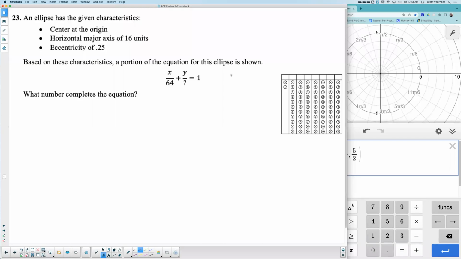Number 23. It says an ellipse has the given characteristics: a center at the origin, horizontal major axis of 16, eccentricity of 0.25. Based on these characteristics, a portion of the equation of this ellipse is shown. What number completes the equation? What type of problem will this be?